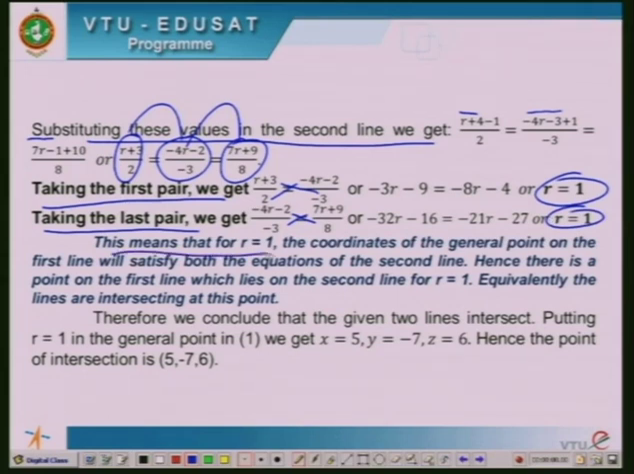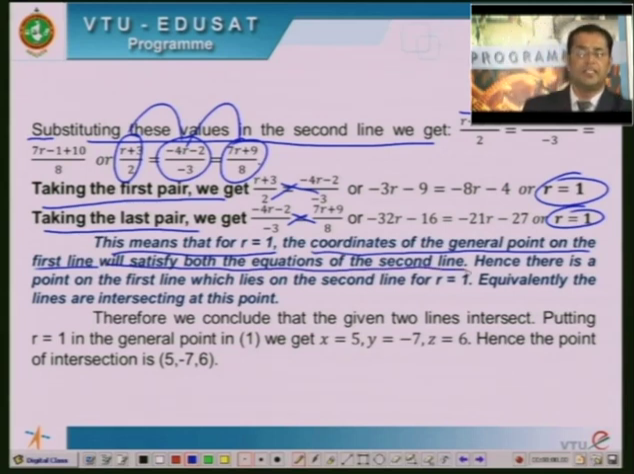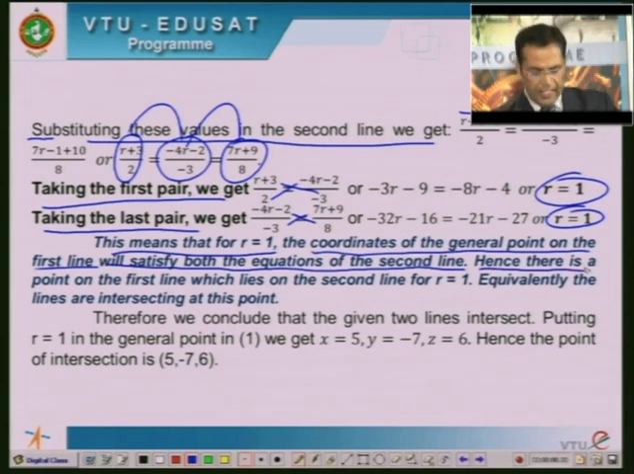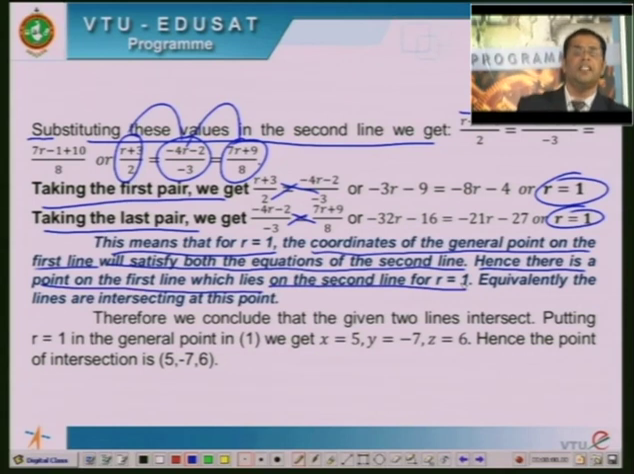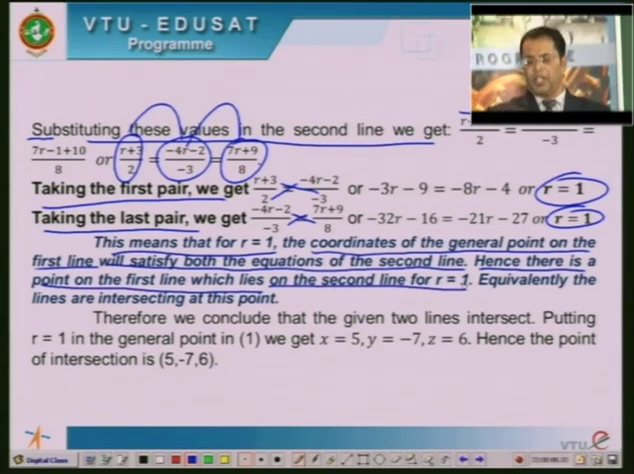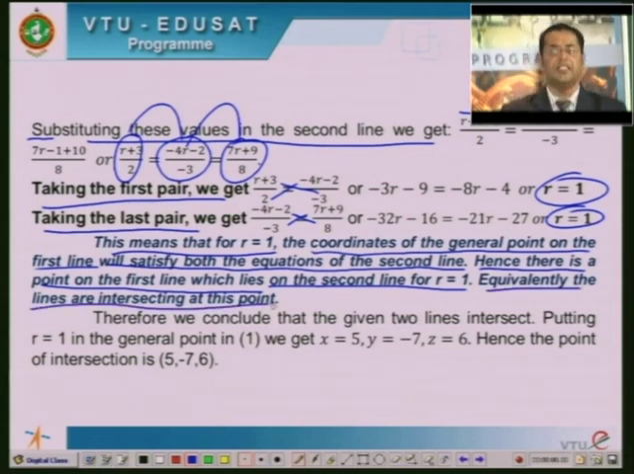This means that for the common value r equal to 1, the coordinates of the general point on the first line, any point on the line that was obtained, if you remember, will satisfy both the equations of the second line. That is to say, there is a point on the first line which lies on the second line also for r equal to 1. Equivalently, it is the common point or the point of intersection. Equivalently, the lines are intersecting at this point.